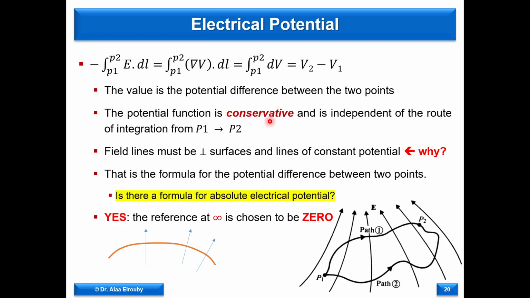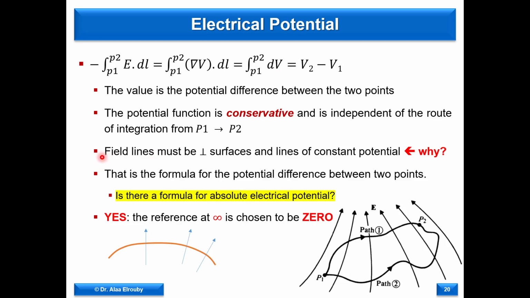So the potential difference is conservative. Conservative means the integration is independent of the path. So we go from point 1 to point 2. If we go in a straight line, or whatever line, whatever path, it will be the same. So that's why we are saying the potential function is conservative.